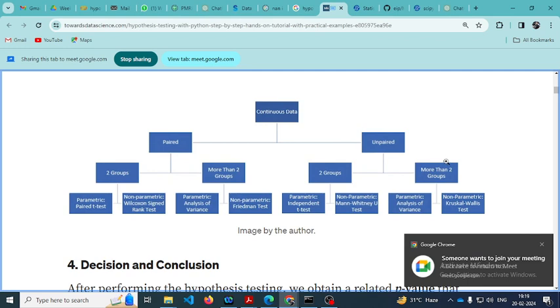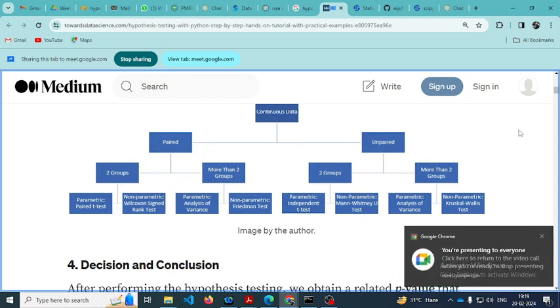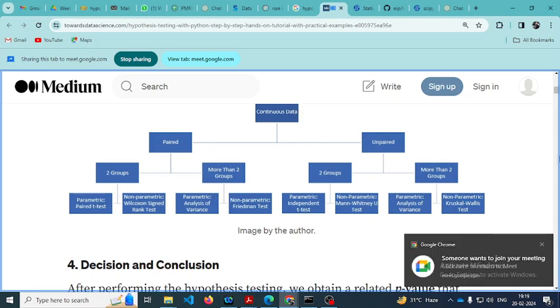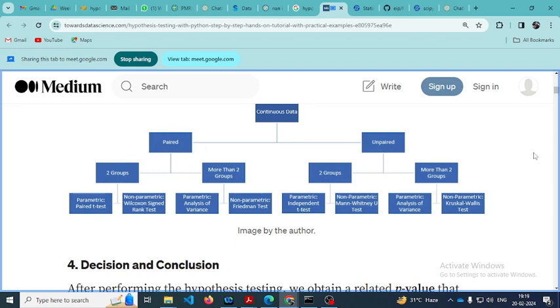Can you see this picture? If you want to, you may note it down. This is a nice tutorial from towardsdatascience.com. If you have continuous data, there are two different types: paired data and unpaired data. If you have two groups, then we can go for the parametric paired t-test. If your data is limited to two groups, we need to choose again whether it is a parametric or non-parametric test.